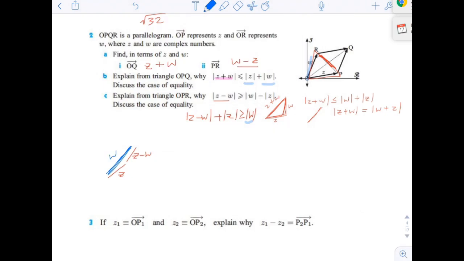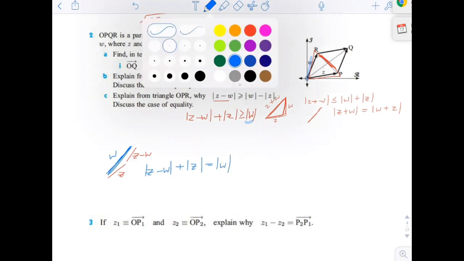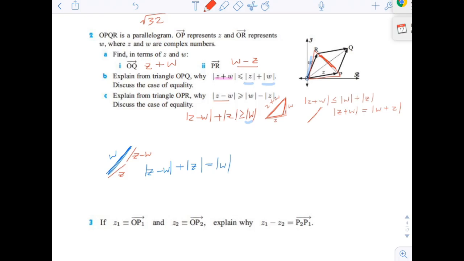Okay, so in this case, we would have that z minus w plus z is equal to w. So basically in the book, what they do is they look at the triangle case. In the triangle case, they prove that it's less than. And then they look at the equal case so that they can say in the end that the thing is less than or equal to.